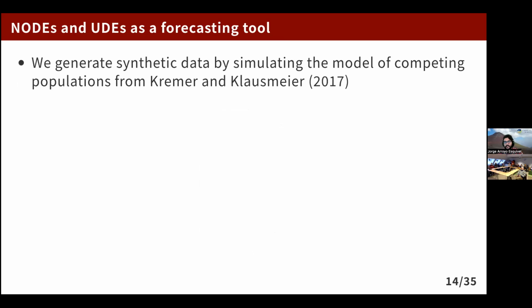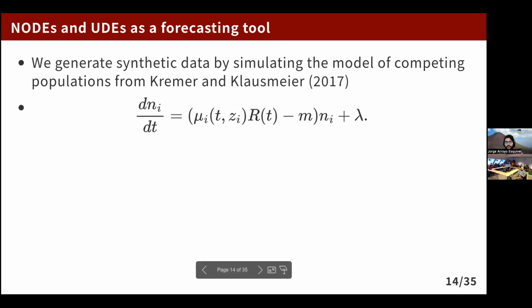So to test this, we generate synthetic data from a model of competing populations. Well, from Kremer and Klausmeier, which is we're keeping track of populations N, and all of the populations have the same growth function that is uniquely defined by this parameter Z. They are all competing for a resource, and they are all sharing a common mortality M. And we have this parameter, that's the per capita growth rate, and the parameter lambda is just a small parameter to make sure that no population becomes extinct, just for numerical stability of the neural network.